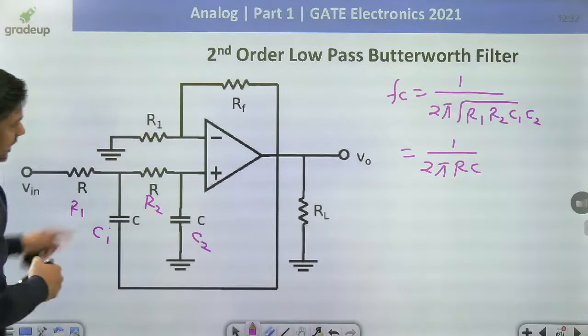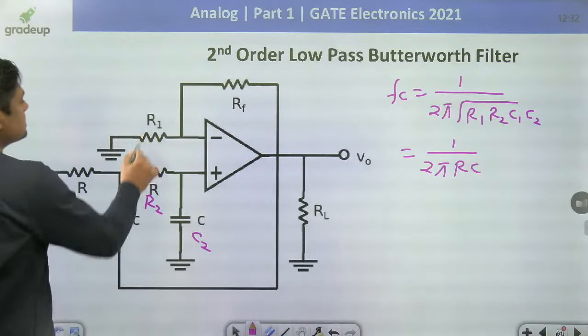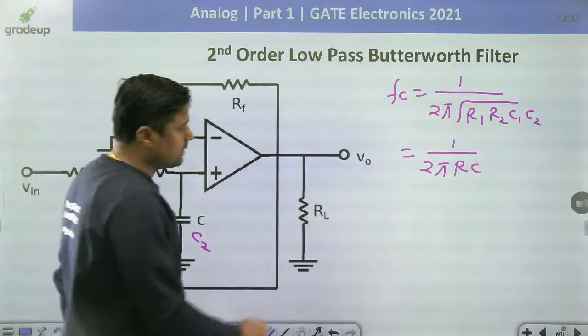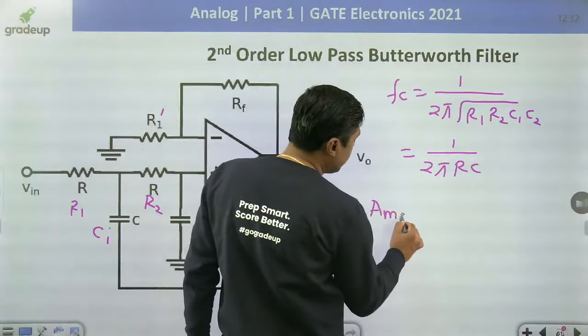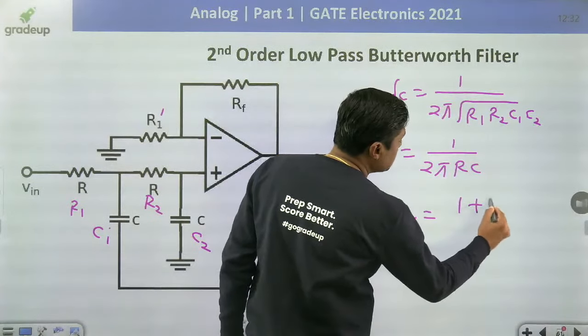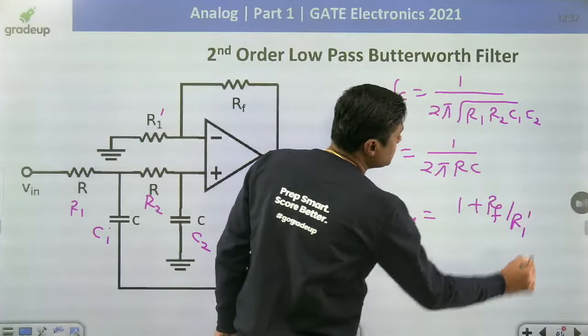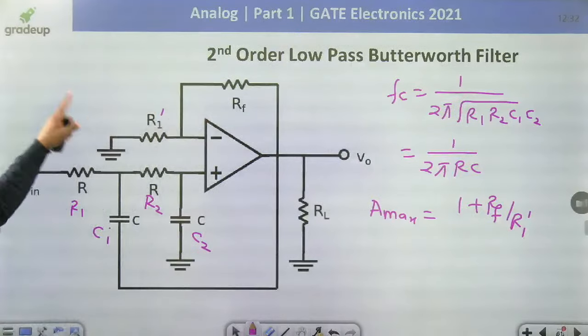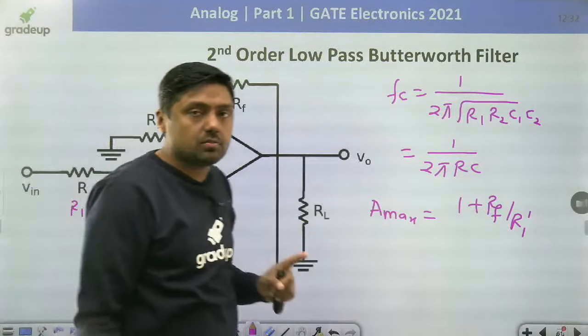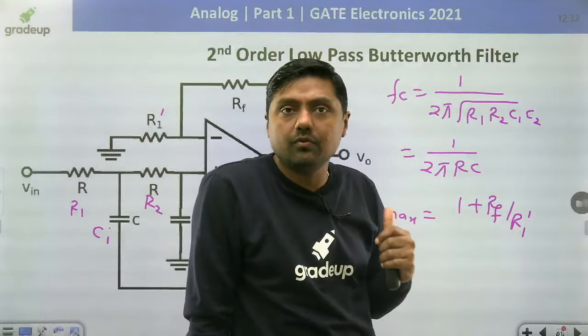The maximum gain of this system: always remember the maximum gain is given by 1 plus RF by R1 dash. This is the 1 plus RF by R1 dash. It will be the maximum gain of the amplifier.